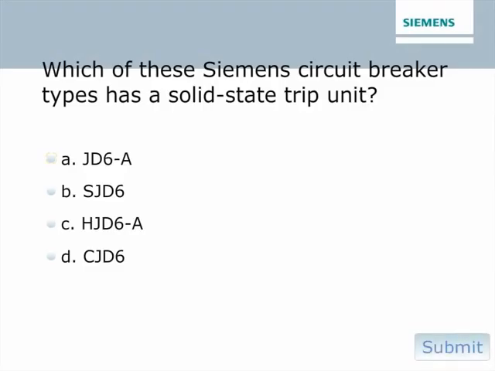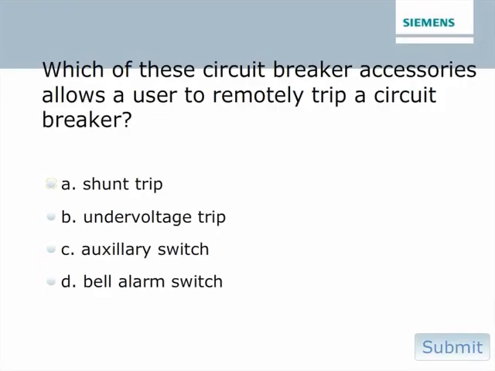Question 4. Which of these Siemens circuit breaker types has a solid-state trip unit? Is it A, JD6-A, SJD6, HJD6-A, or CJD6? Question 5. Which of these circuit breaker accessories allows a user to remotely trip a circuit breaker? Is it A, shunt trip, B, undervoltage trip, C, auxiliary switch, or D, bell alarm switch?